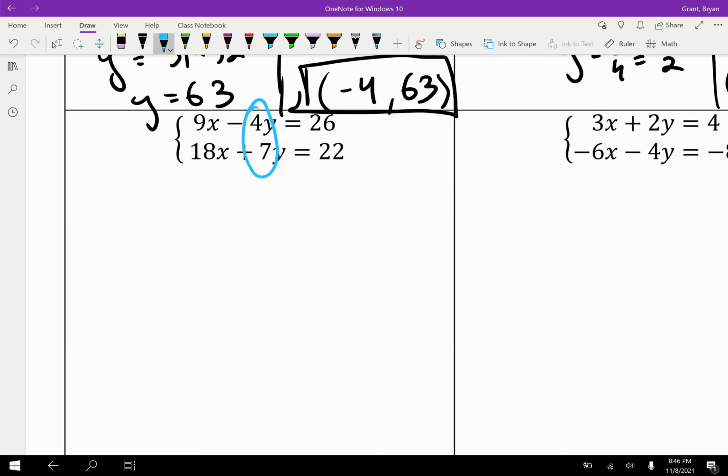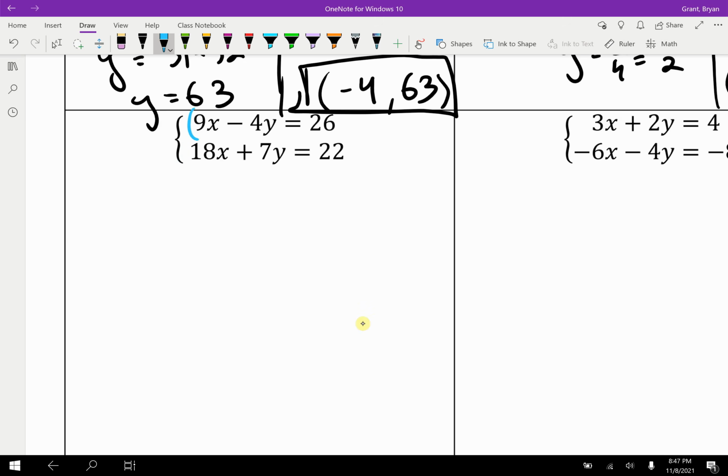Looking at these, I think 4 doesn't go nicely into 7. 7 doesn't go nicely into 4. However, 9 does go nicely into 18. 18 goes nicely into 9, but you'd have to divide by 2. And if you divide by 2 here, 7 divided by 2 isn't nice. So I think you find most people tend to multiply instead of divide. You can divide, though, and I'll try to find an example to show you maybe on the next one.